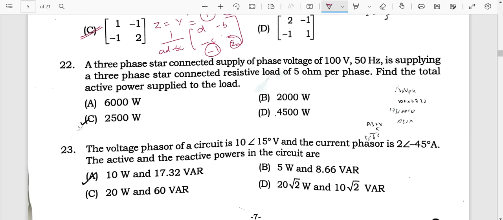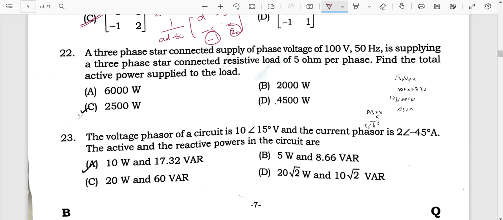Next one. A three-phase star connected supply of phase voltage of 100 volts, 50 Hz is supplying a three-phase star connected resistive load of 5 ohms per phase. Find the total active power supplied. So we are talking about the single phase here. The total power will be equal to 3 into V phase into I phase, or I can say 3 into V phase square divided by R. So 3 into 100 into 100 divided by 5. Now from this we can calculate: 5 into 20, 20 into 3 is 60, 60 into 100 means it is going to be 6000 watts. So the answer will be A.